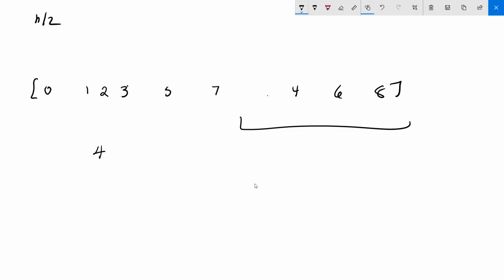Now, what about the 4? So it'll compare it to the 7, the 5, the 3, and since 4 is bigger than 3, it'll stop there. It'll stick the 4 right here.